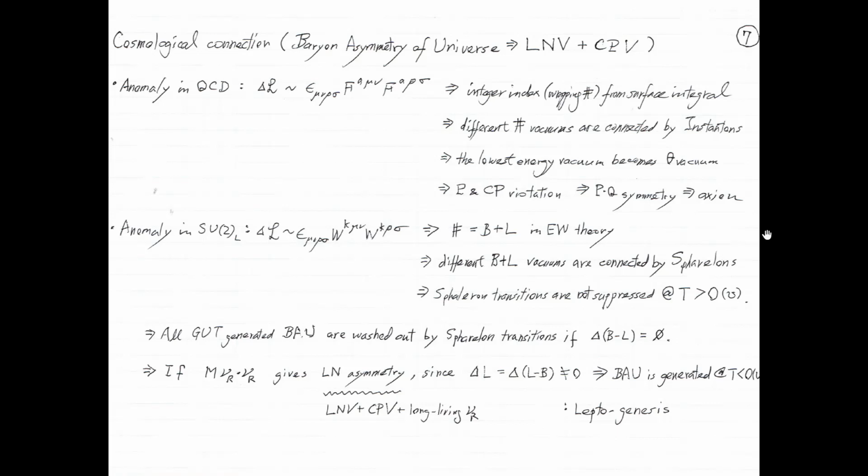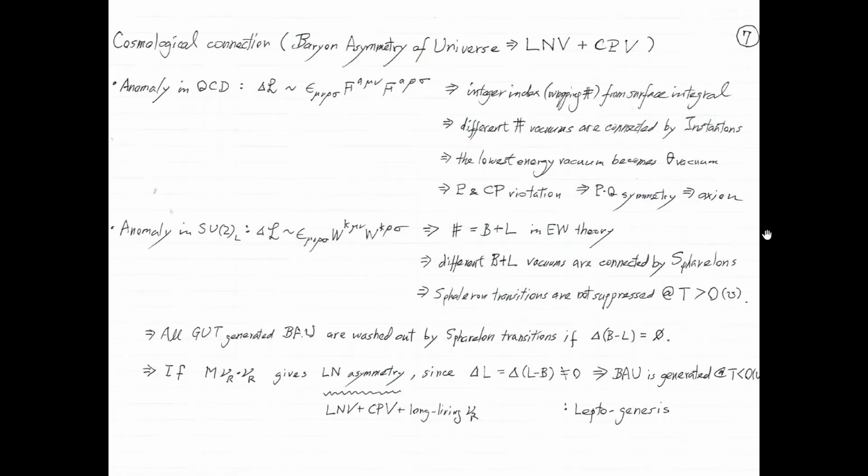But if this index is a given number, there is not much problem, but there is a solution called the instanton solution in massless QCD, which changes this wrapping number. And then the ground state becomes some kind of theta vacuum which violates CP and parity. Okay? And in order to avoid this, we may need an axion. Okay? In the case of electroweak theory, the corresponding wrapping number becomes B plus L.